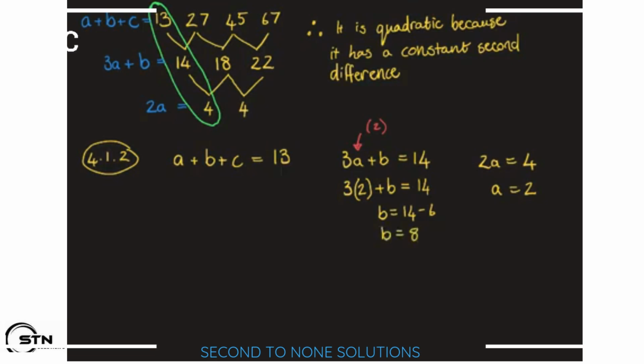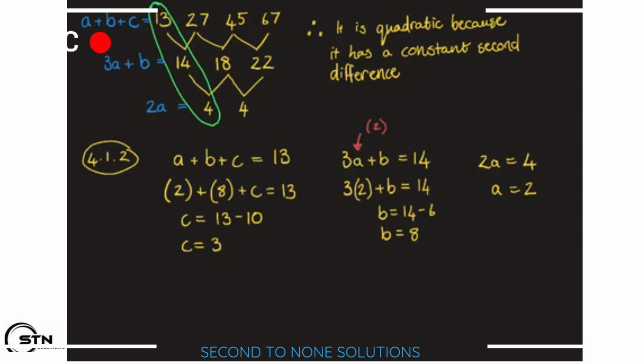And now that I've got that information, as well as a being equal to 2, let's substitute both of those in. a is 2 plus b, which is 8, plus c equals 13, so that means c equals 13 minus 10, which means c equals 3.